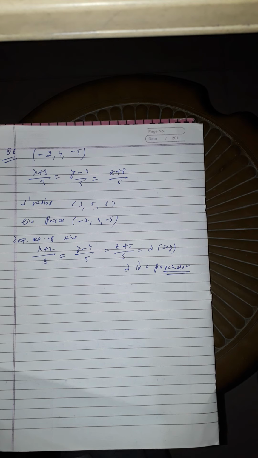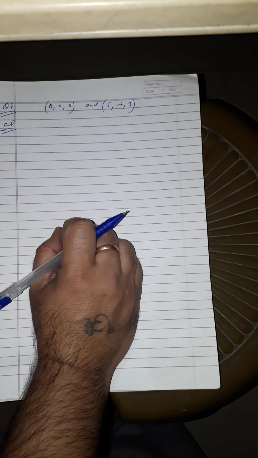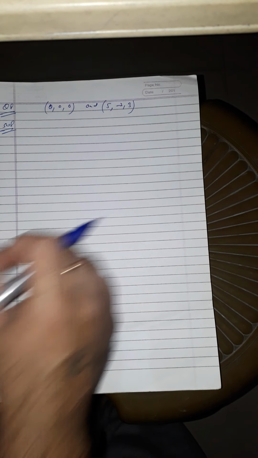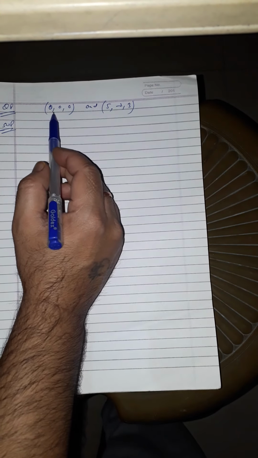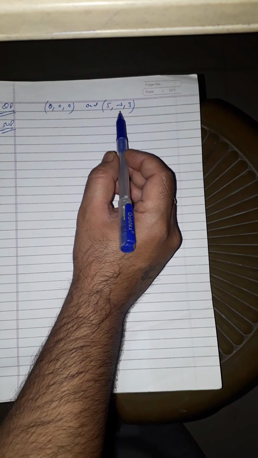Question number 7 is exactly the same, students, so solve question number 7 yourself. In question number 8, find the vector and the Cartesian equation of the line which passes through the origin (0, 0, 0) and the point (5, -2, 3).